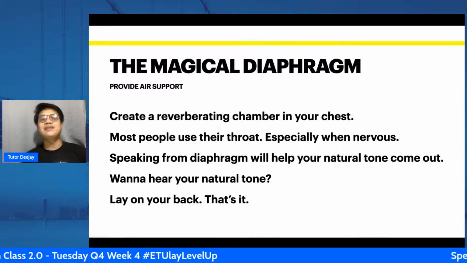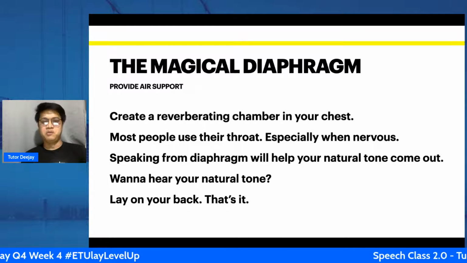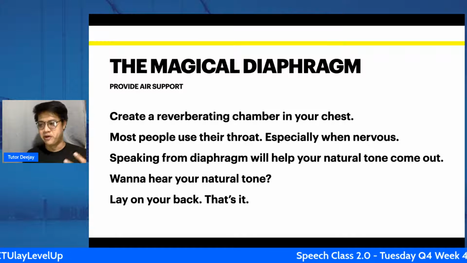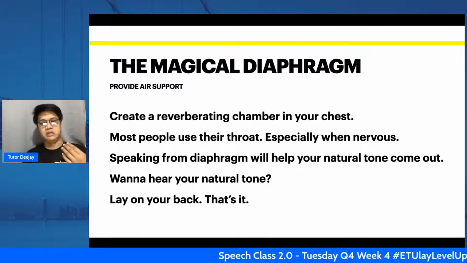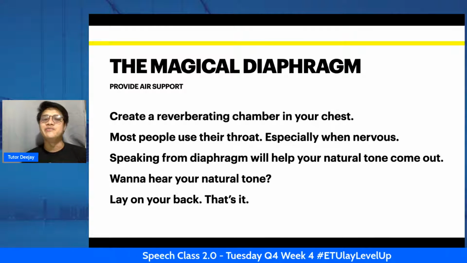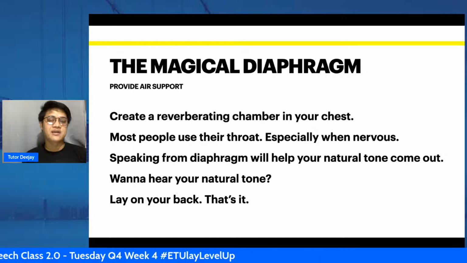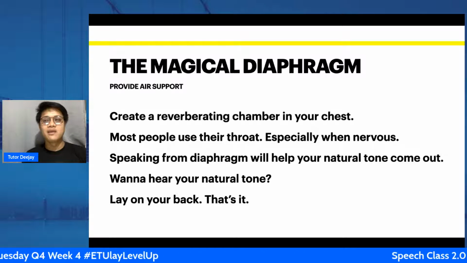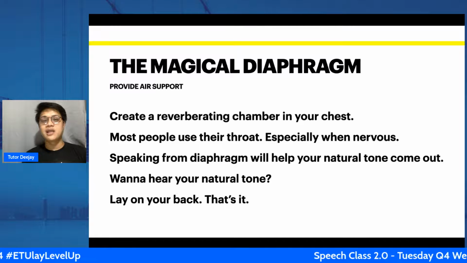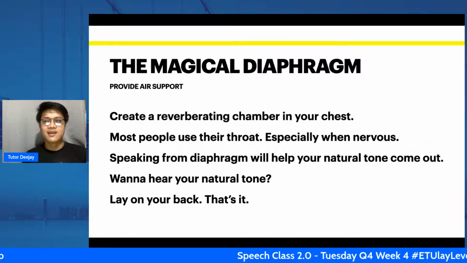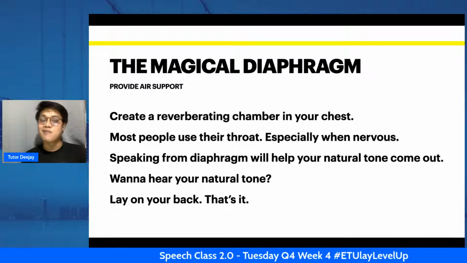Ano na mangyayari? If you see someone speaking like that, most people use their throat, especially when nervous. When you see them like this, pinapuwersa niya yung deep voice and it's not natural. Bakit? Ano mangyayari sa audience if we speak that way? Kung ikaw, uncomfortable ka na sa ginagawa mo kasi you're forcing it, the audience will feel the same thing.